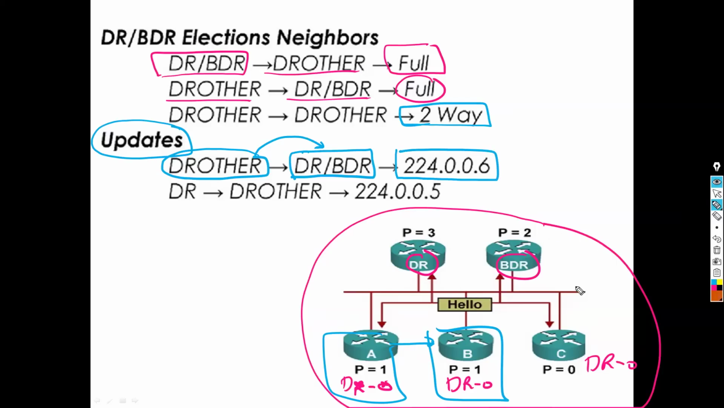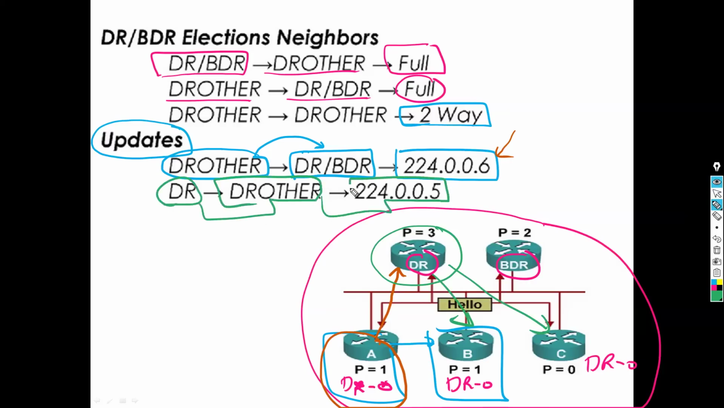It means when a DR other is trying to exchange update information with the DR, it will send the update with this multicast address, 224.0.0.6. And when the DR sends this update to the other DR routers, it will use multicast address 224.0.0.5. You can verify this, it is not just a story. Let me show you.